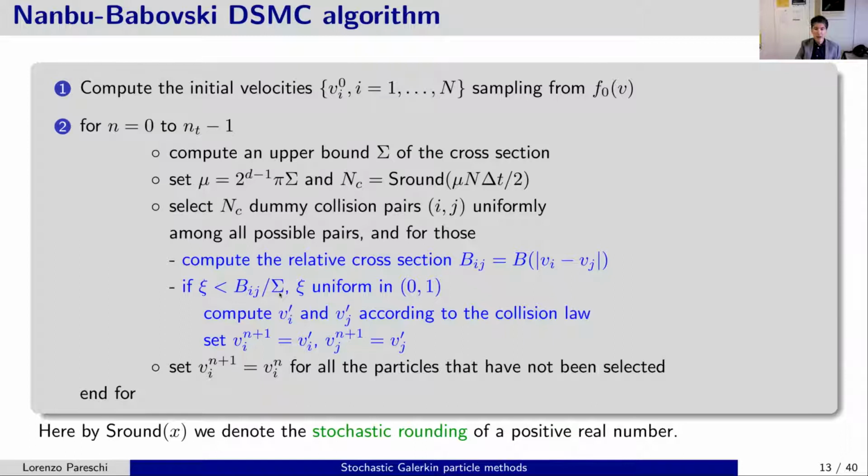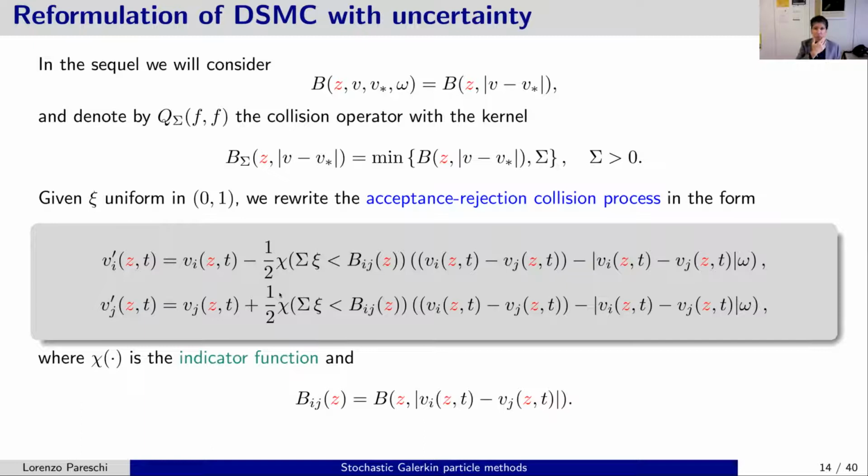So it took some time to understand how this has to be done. And the idea is to reformulate the acceptance rejection collision process as a continuum process with respect to the velocity of the particle, which involves an indicator function, which essentially works to characterize the acceptance rejection procedure.